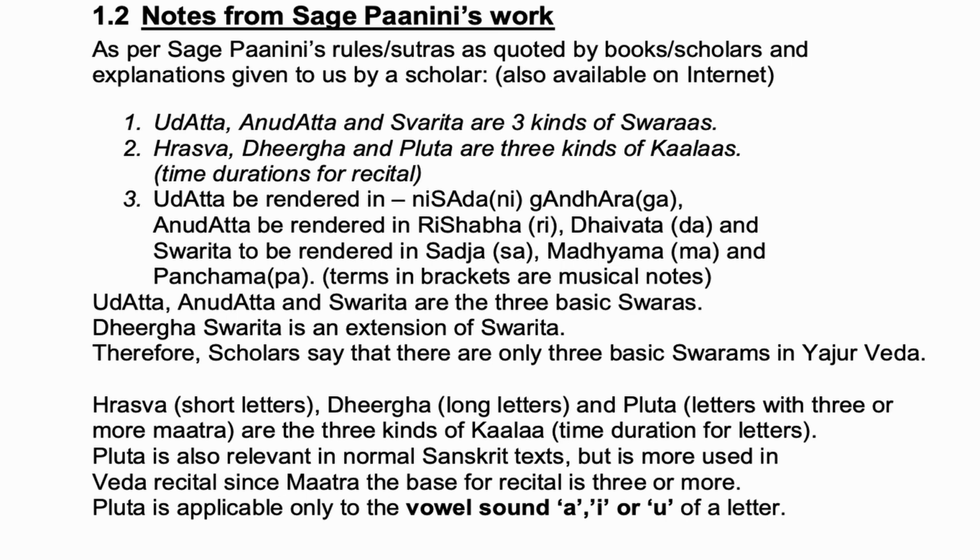Welcome back. First, we saw in the introduction that there are three basic swaras, or with a variation, four. What are they? Udata, Anudata, Swarita, and Dheergha Swarita. Of these, the definition of Swarita is somewhat tricky, because it is supposed to consist of half Udata and half Anudata of the time scale in which the note or the swara is rendered. So, what is the example that we should remember?